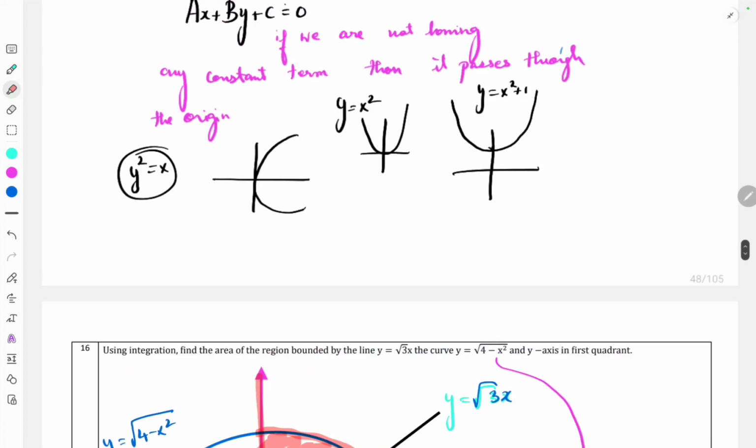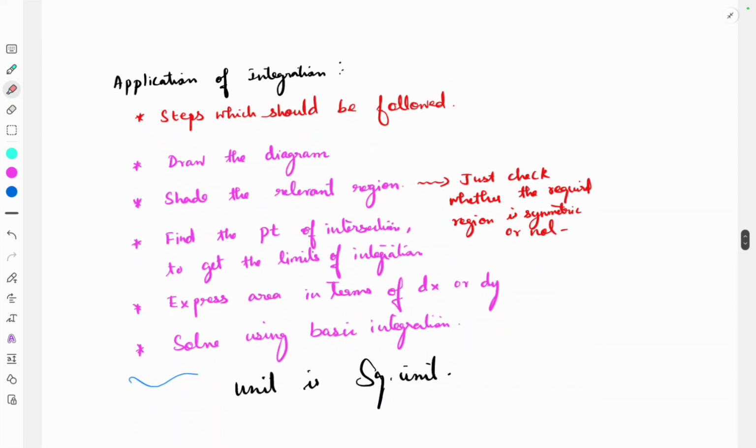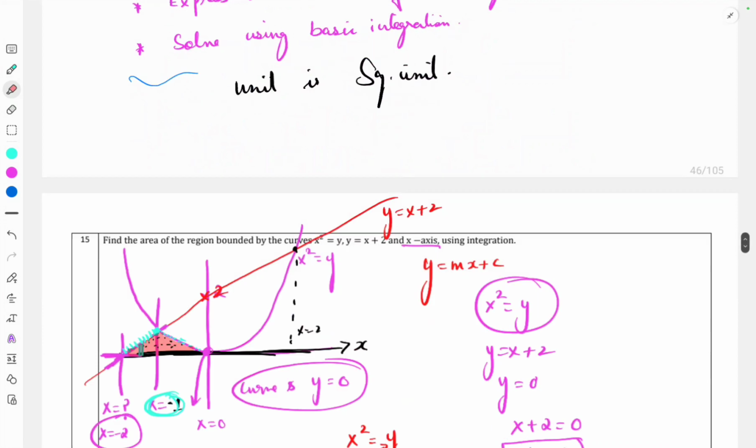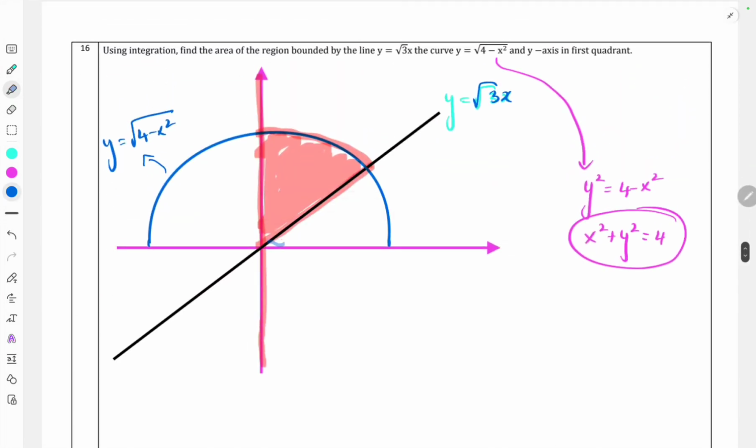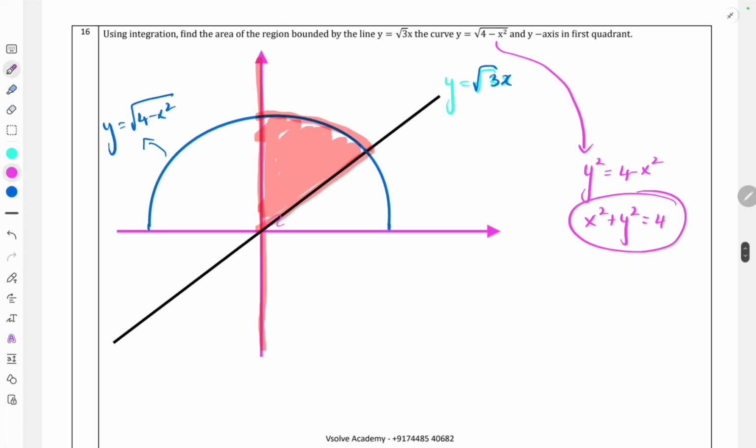So after shading, what is the third step we have? Draw the diagram, which we have done. Shade the relevant region, yes we have done. Find the point of intersection. So what is the point of intersection we have? This point, where it intersects the y-axis and this one. So this point is x equal to 0, which we know. And this point here also it intersects, so this point we have to find. So what will be this point?